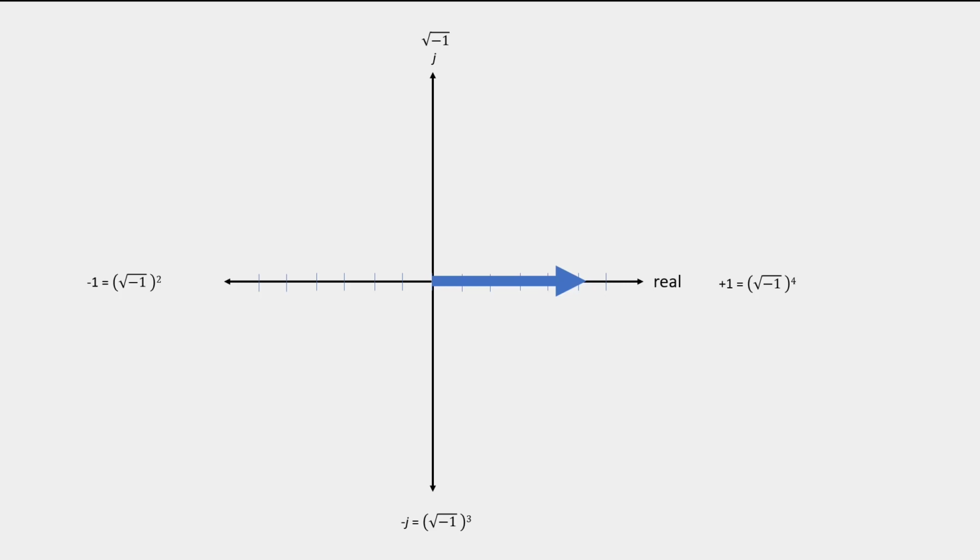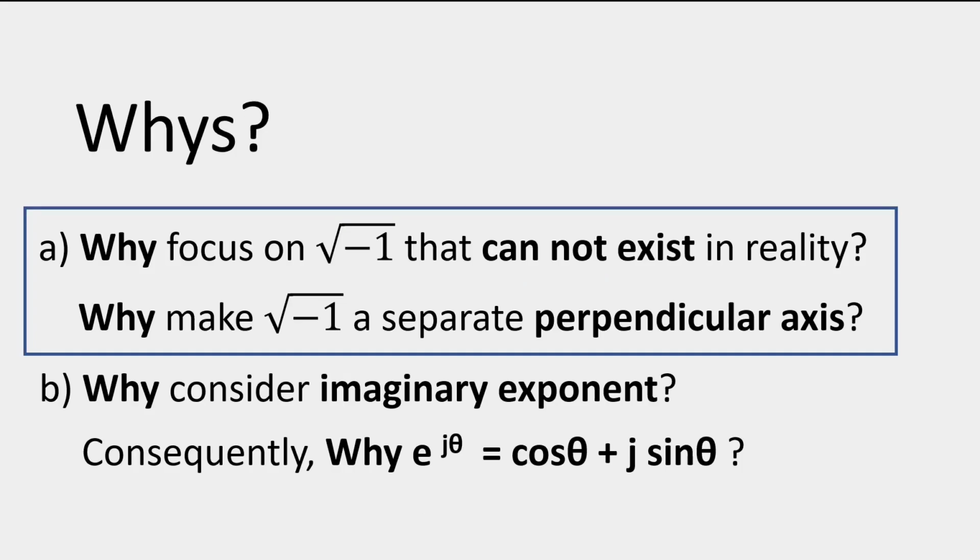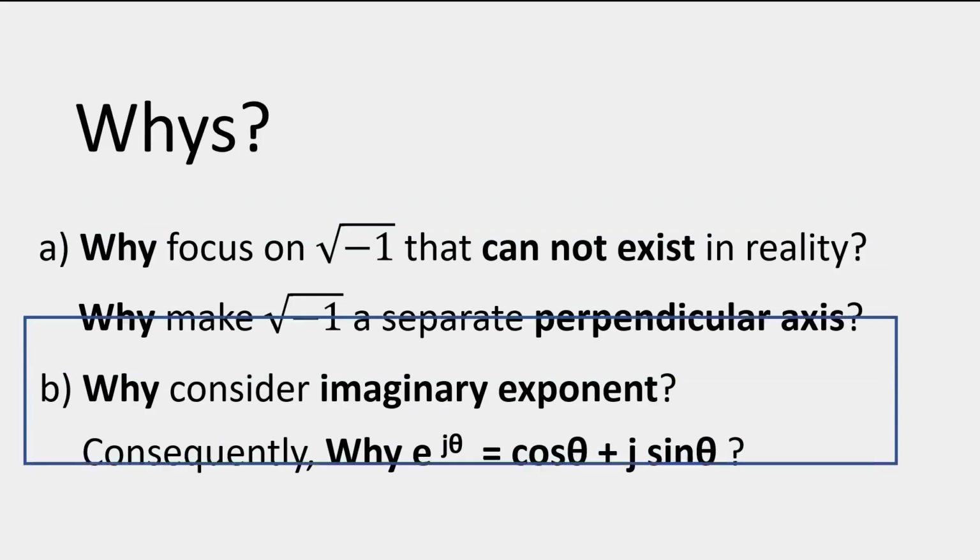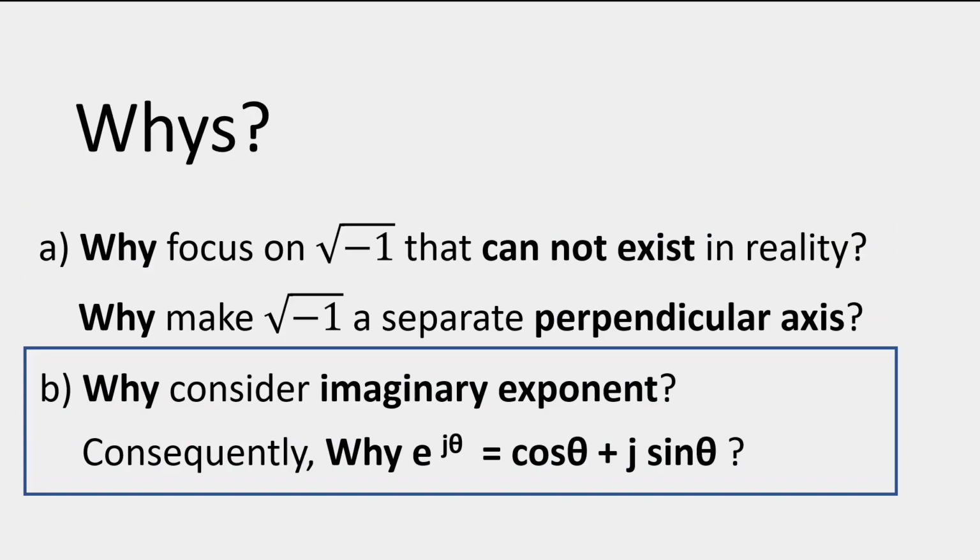For some, this explanation is good enough to say that the term imaginary is a bad naming convention. But to me, non-existence of any real value as a square root of -1 still remains a fact. So I think the name imaginary is good enough. Now comes the second part. Why consider imaginary exponent? Before that, I would like to take a complete detour.